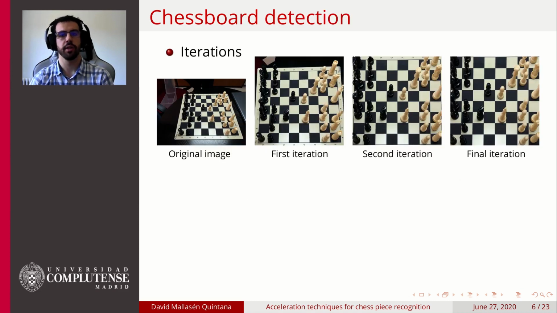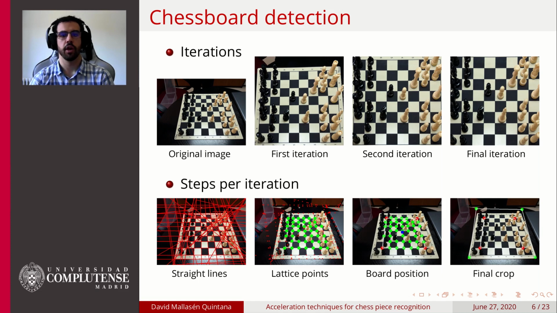The chessboard detection is done in an iterative manner, as can be seen in the top images, refining the chessboard position over 3 iterations. Each iteration consists in 3 major steps as shown in the pictures at the bottom of the slide. Detecting straight lines, searching for lattice points, that are those that form the grid of the chessboard, and obtaining the chessboard position from these points. Note that the lattice points only wrap up the center 6x6 square of the board, given by the red dots, so you must take a border around it before moving on to the next iteration.